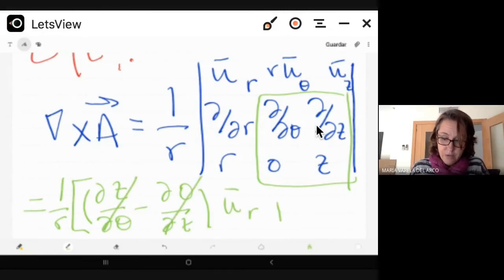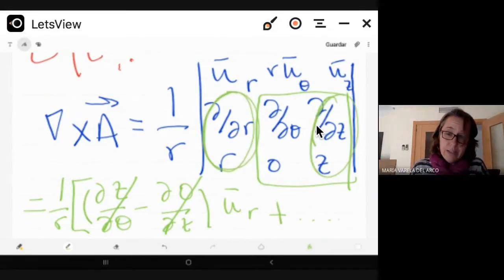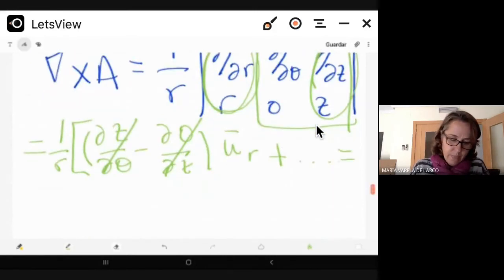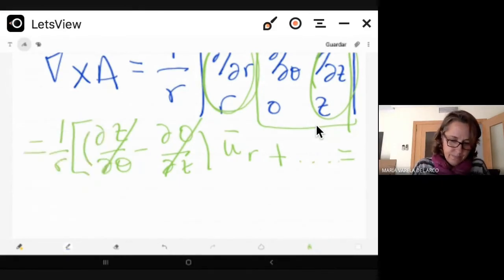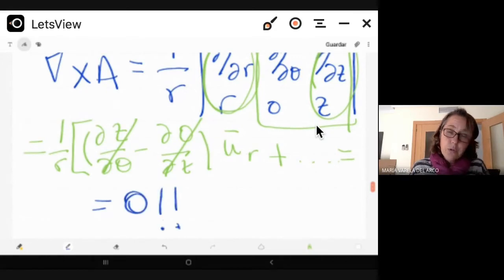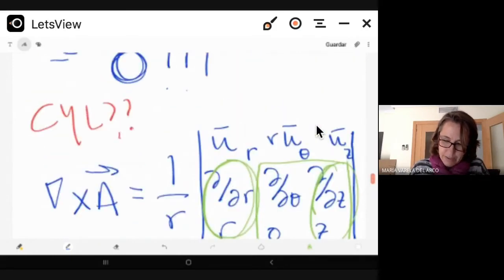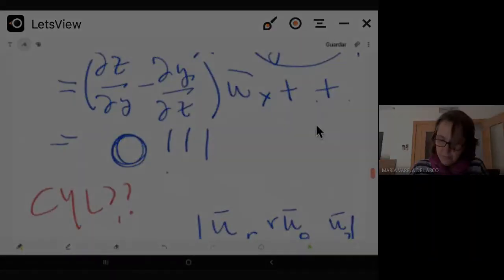There is nothing. If you do the same thing for the rest, meaning the theta component, this one with that one, or the z component at the very end, it doesn't take a lot of time for you to realize that all of this ends up summing up to nothing, in other words, zero. So the rotational in cylindrical coordinates is exactly giving me the same result as in Cartesian components, all right?